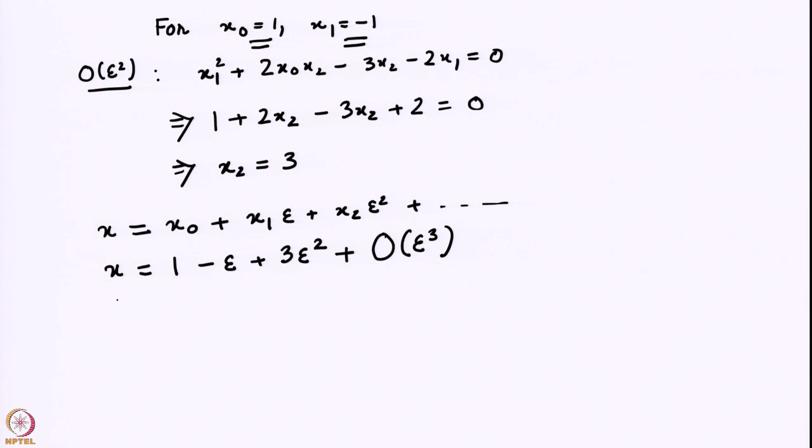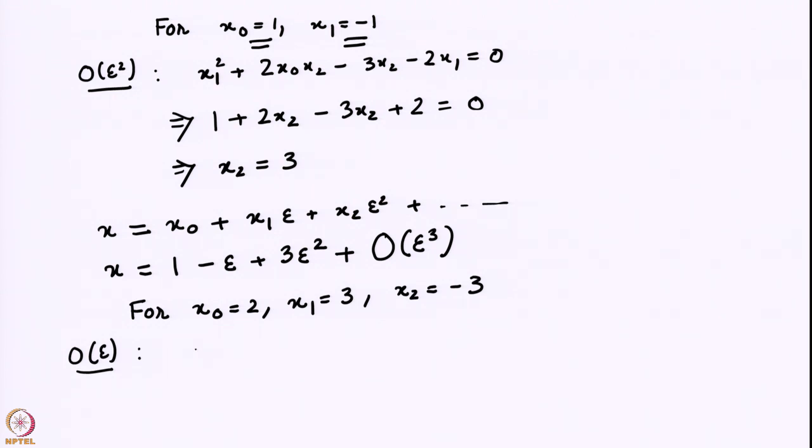What about the second root? Our base state or the unperturbed problem had 1 and 2. So we will have to redo this exercise for that problem also. You can check that for x0 equal to 2, you will get x1 is equal to 3 and x2 is equal to minus 3. So first let us write the order epsilon equation.